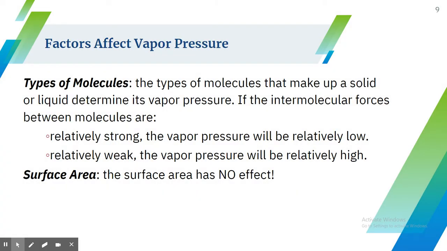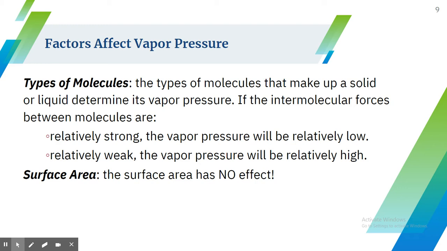There are a couple factors that affect, or do not affect, vapor pressure. The type of molecules that make up the solid or liquid determine the vapor pressure. If the intermolecular forces between the molecules are strong, the vapor pressure is going to be low. For example, water has hydrogen bonding between the water molecules, and so water might not evaporate nearly as fast as something like fingernail polish remover, or acetone, where the vapor pressure above the acetone would be a lot higher because the forces holding the acetone together are weaker.